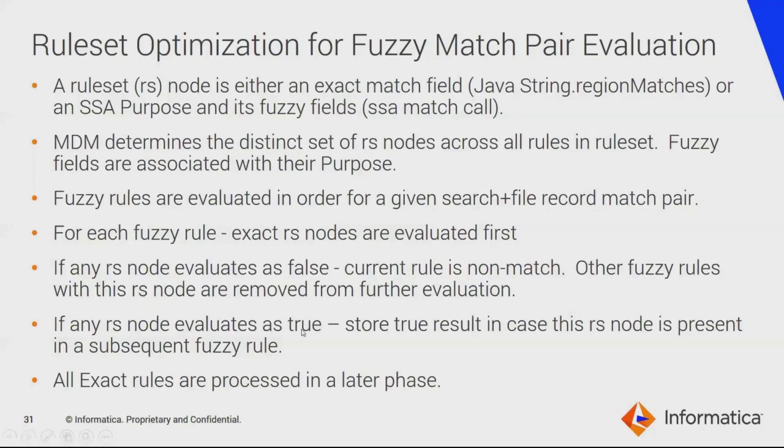If any node evaluates as true, so if an exact match field or a purpose call evaluates as a positive match, then we store this result so that we don't have to redo that evaluation again. This is especially useful for those expensive calls to SSA. If those expensive SSA purpose evaluations evaluate as true, we reuse that if the same purpose is used in another rule in the rule set.